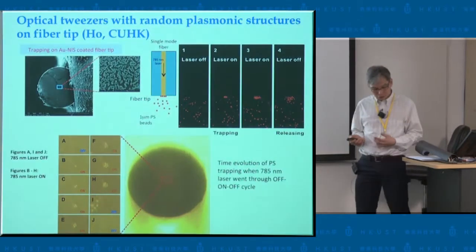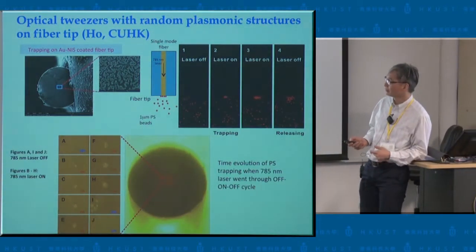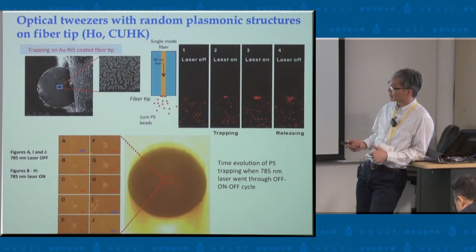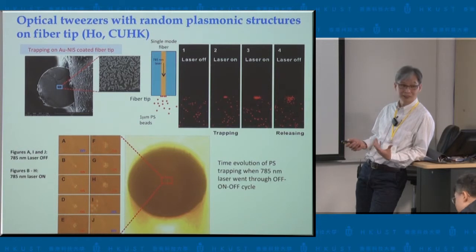And then we also did more work on putting the gold film on the fiber tip. So this is single mode fiber tip. So you can see the nano islands. So we look at the side view. So these are fluorescent polystyrene beads. So switch on the laser, particles start to aggregate more and more until it saturates. And then if you switch off the laser, it disappears.